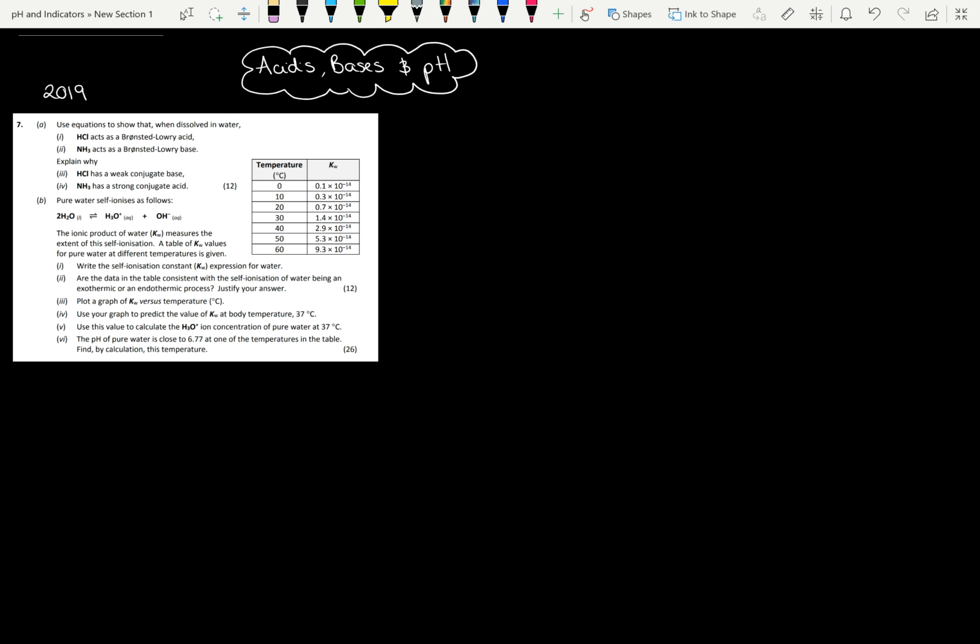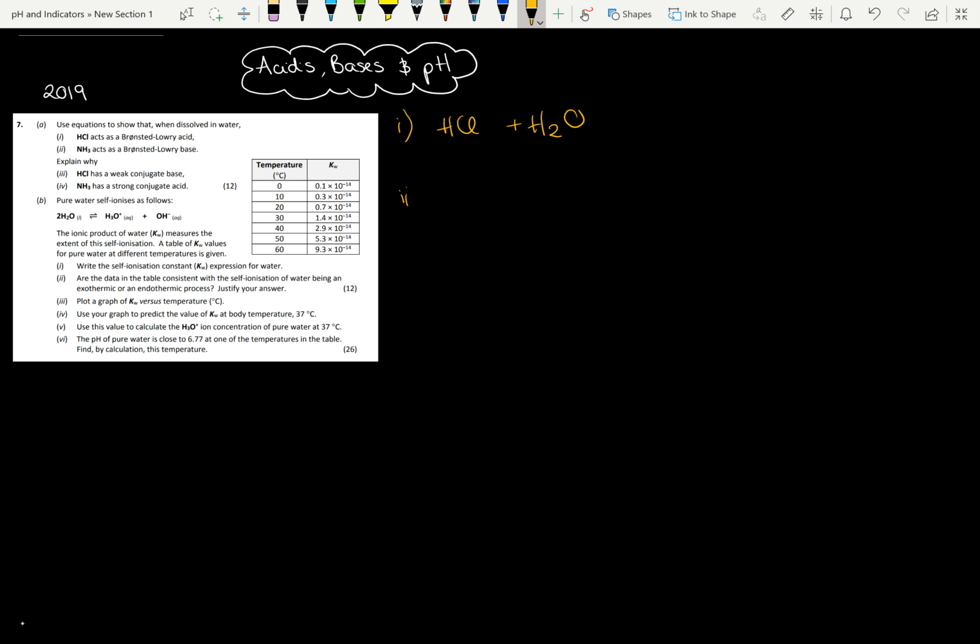So here we have the 2019 acid-base question. Again, it was a question and it came up in question 7. So the first question that they ask us is to use equations to show that when dissolved in water, first of all, HCl acts as a Bronsted-Lowry acid.